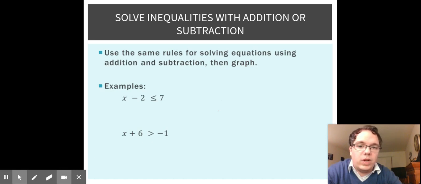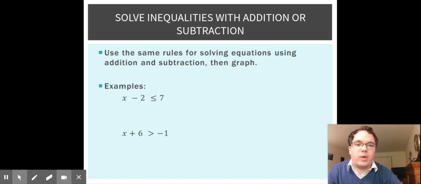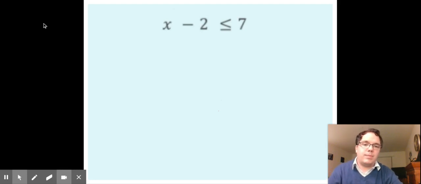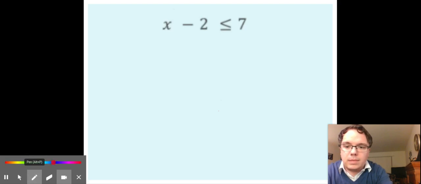So we are going to use that rule to solve these two inequalities. I have 2 slides coming up, one for each, and then we are going to graph. Adding or subtracting a number doesn't change an inequality, so that's not different. But where we will see differences is when we multiply and divide. Our first example there was x minus 2 is less than or equal to 7.